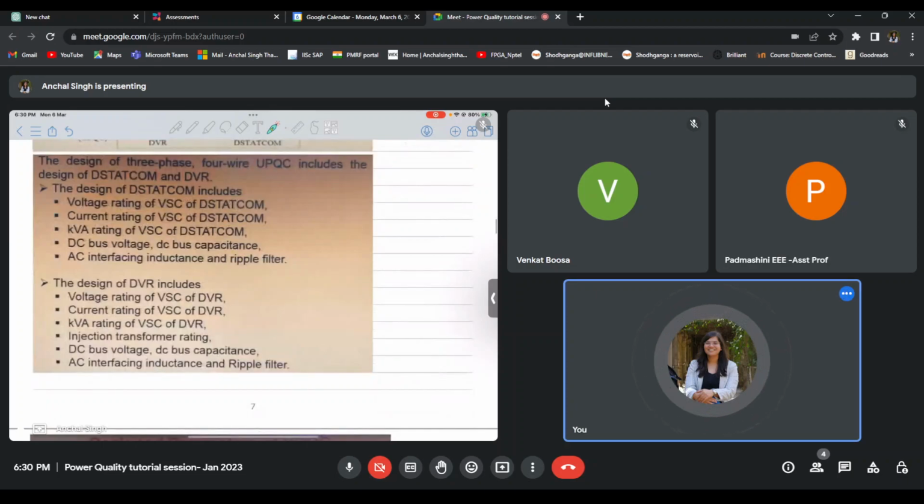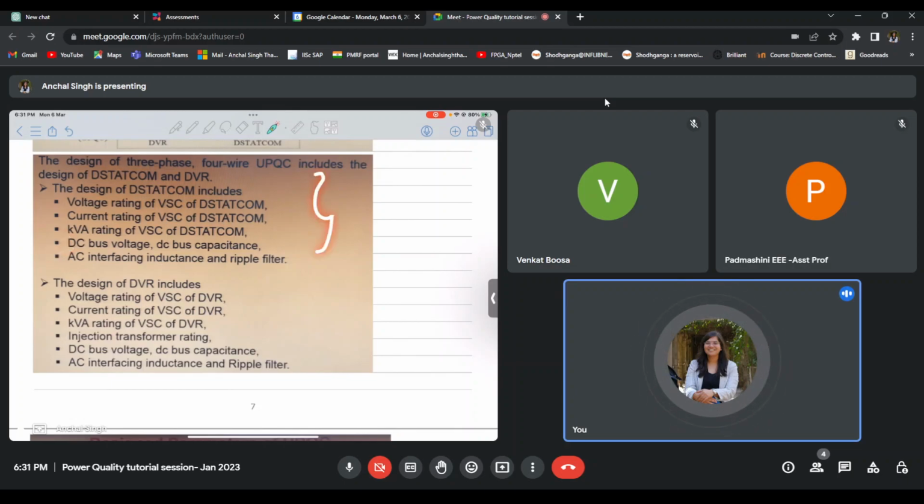Now, if you look at the design of three-phase four-wire UPQC, it includes the design of DStatCom and DVR separately. So, when we talk about the design of DStatCom, we have already done this. We have designed the voltage rating, current rating, the kVA rating, the DC bus voltage, and the DC bus capacitance, and the AC interface inductor, and the ripple filter.